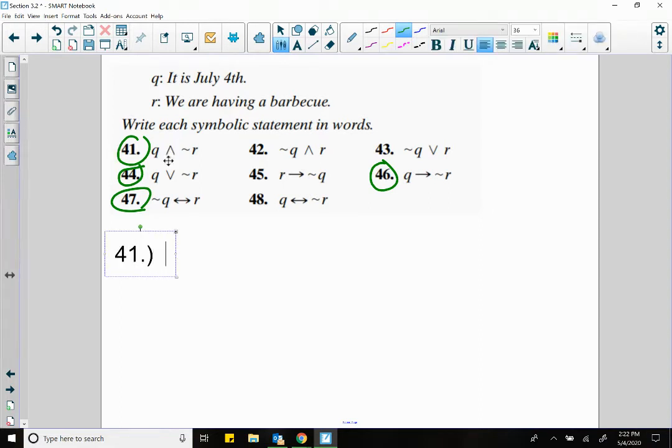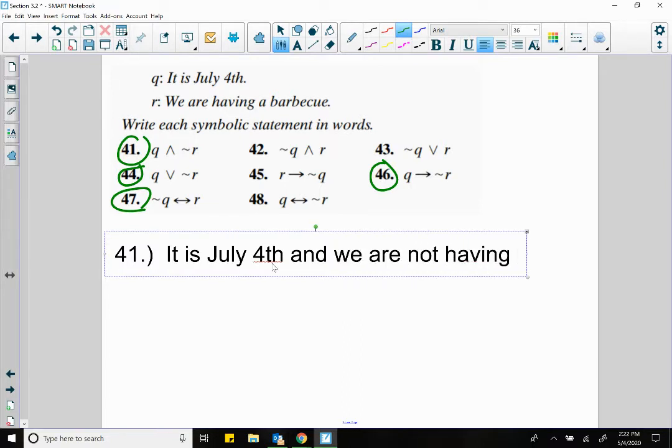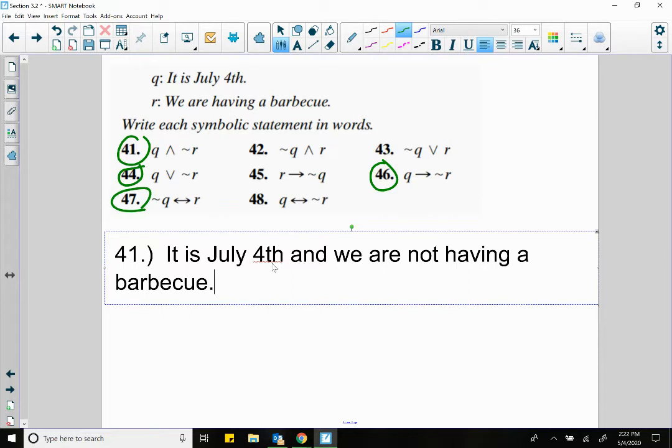So I see a rooftop, so we know that's an and. So it's going to be, it is July 4th, or you could have said it is the 4th of July. Again, like I said, there's lots of ways to write this, right? And negate R. We are not having a barbecue. Boo! Barbecue is like essential on the 4th of July. It's delicious.